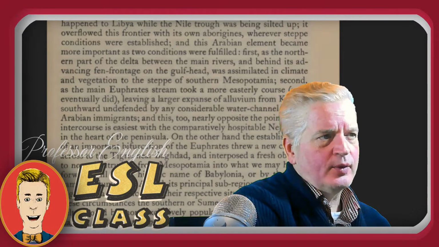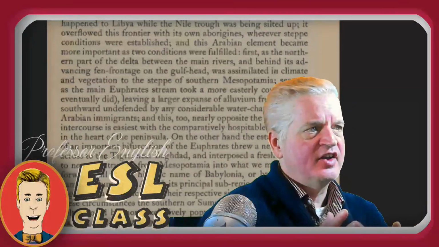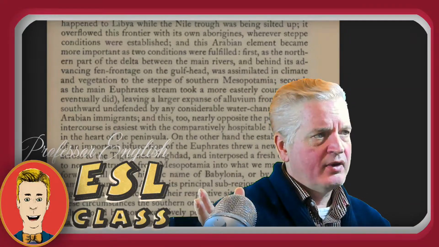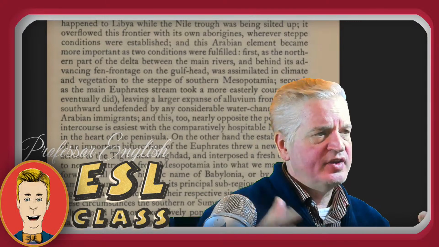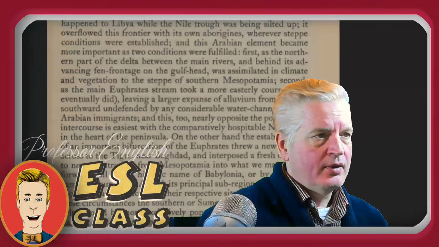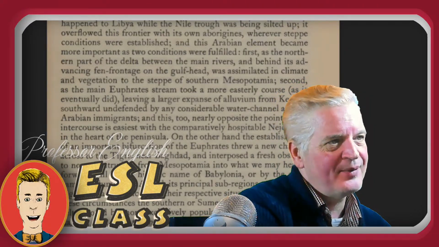So the Arabian influence became more important because, number one, the advancing fen frontage, which means it was growing, getting bigger, on the Gulf Head, was assimilated in climate and vegetation to the steppe of southern Mesopotamia. So they became less distinct, is the way I would interpret that.